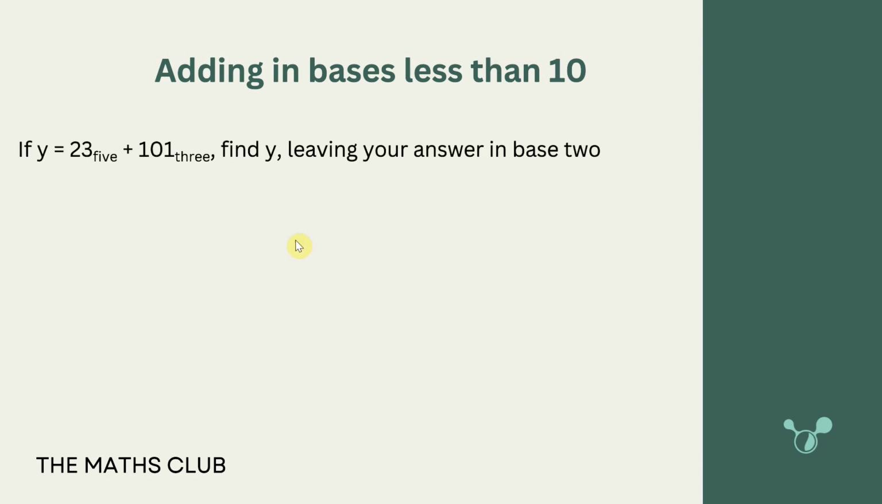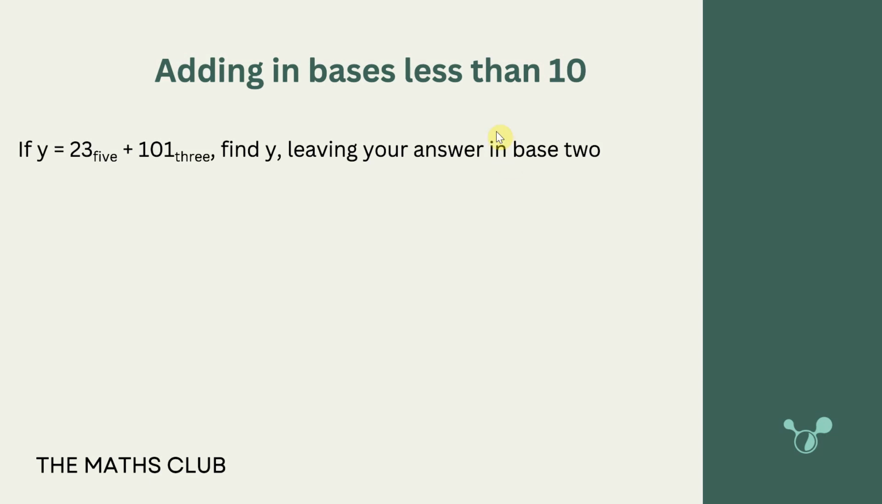So look at this example. In this question, we're told that y is equal to 23 base 5 plus 101 in base 3. Find y, leaving your answer in base 2. I told you that whenever you're given different bases, converting each of the values to base 10 would serve you best. So we're going to convert this value to base 10, convert this value to base 10, and add both values. Then we convert the answer to base 2. I'll encourage you to pause the video and try it out yourself.